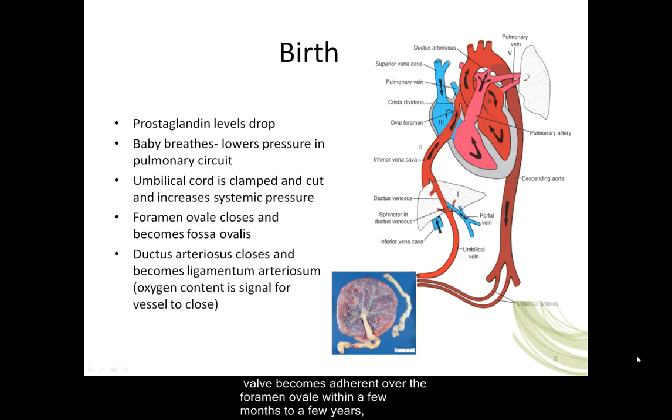In 2/3 of all people, the valve becomes adherent over the foramen ovale within a few months to a few years and forms a permanent closure. But even if permanent closure does not occur, the left atrial pressure throughout life normally remains 2 to 4 millimeters of mercury greater than the right atrial pressure, and the back pressure keeps the valve closed. The ductus arteriosus also closes, but for different reasons.